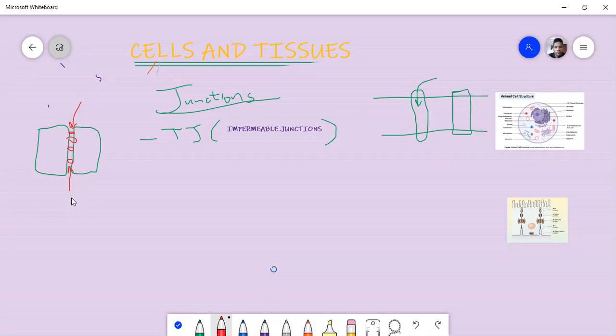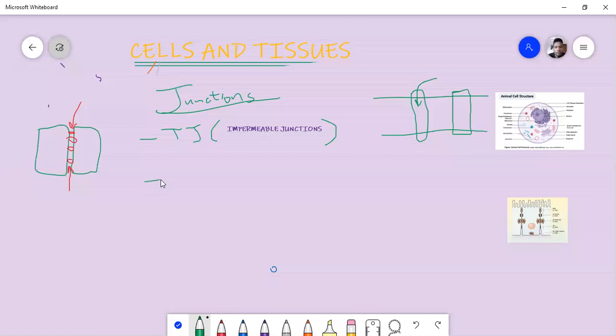It will be easier for you to remember because the word tight gives you a clue. Tight junctions hold the cells tightly, and anything that is tight is obviously impermeable. That is all that you have to know about tight junctions. Don't confuse yourself.